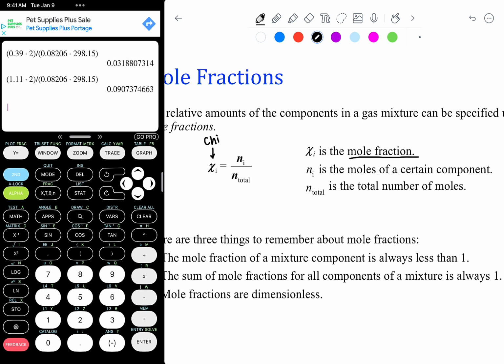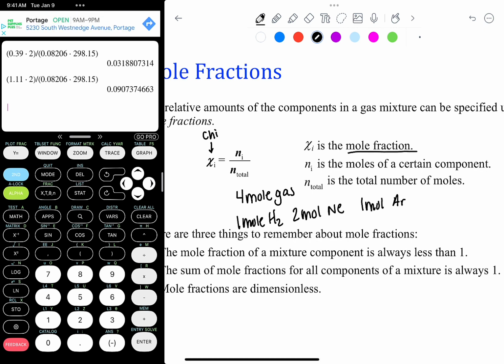So if I have 4 moles of gas, and I know 1 mole is made up of hydrogen gas, 2 moles is neon, and 1 mole is argon. Well, we could find that there is 1/4 for a fraction of hydrogen, 2/4 for a fraction of neon, and 1/4 for a fraction of argon. We could simplify 2/4 to 1/2, that's totally fine. Okay, it's just the part over the whole.